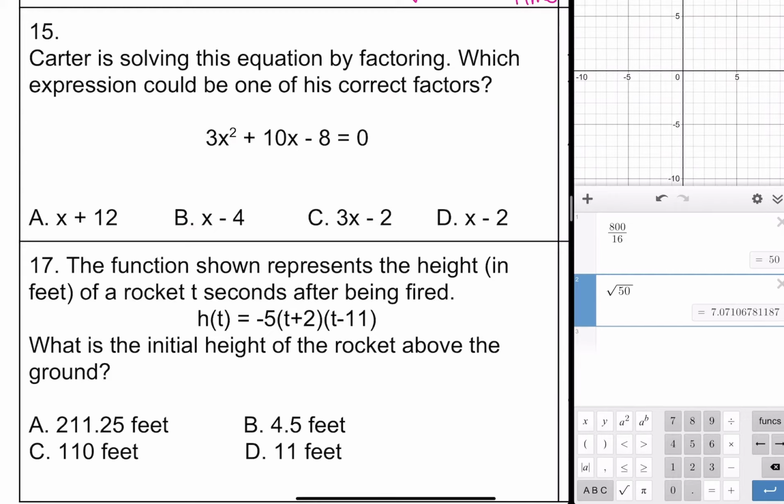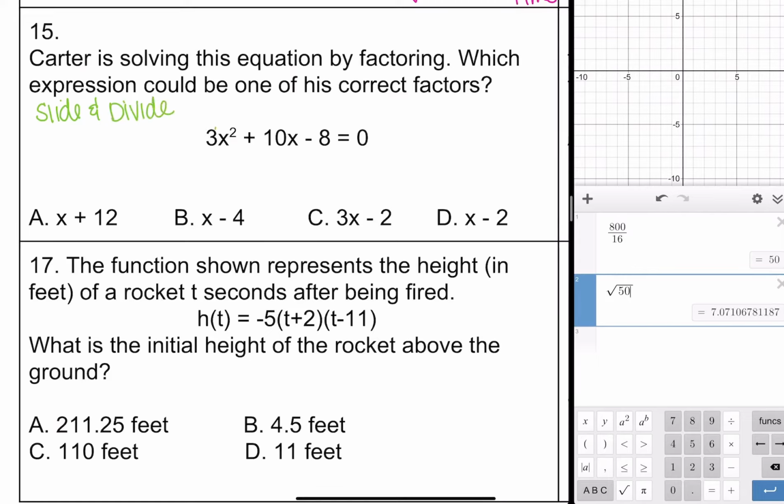For number 15, here's an explanation if you missed that one. Carter is solving this equation by factoring. Which expression could be one of his correct factors? So we just need to factor here. First, check for a GCF. Between 3, 10, and 8, there is no GCF. So we have to solve by slide and divide, which is part of factoring. So we're going to slide and divide here.